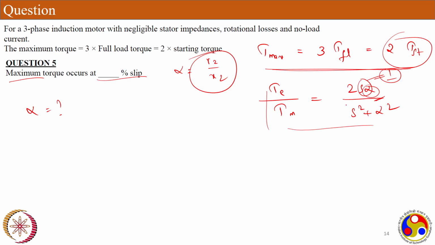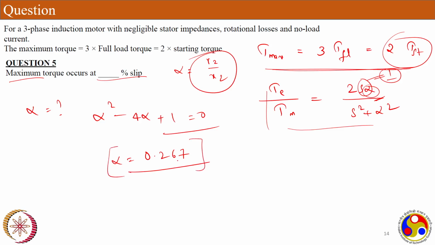Previous question, right? Yeah, the same problem we have calculated. We will get the same equation, α² − 4α + 1 = 0, since the relation is twice. So α is again the same, 0.267. Good, Dinesh. You were able to understand it's the same problem condition. So again, the slip at which the maximum torque occurs will be 0.267.